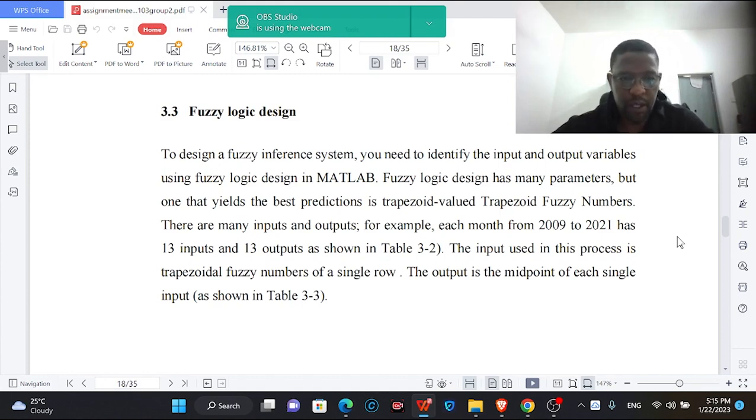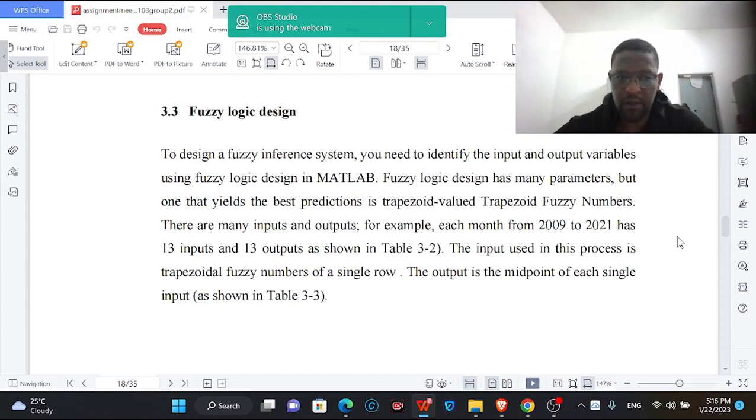To design a fuzzy inference system, you need to identify the input and output values. Use the fuzzy logic design in MATLAB. The fuzzy logic design has many approaches, but the one that gives the best prediction uses trapezoidal values and trapezoidal fuzzy numbers.